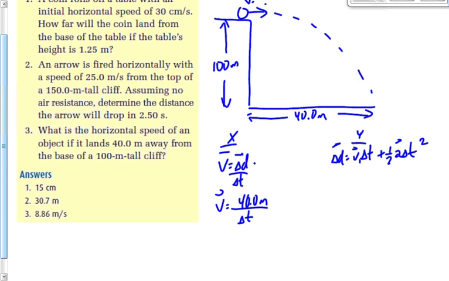What's delta D here again? Not 100, but you're close. So what's delta D here? Negative 100 because it falls downward, right? The VI is 0 because it starts launched this way horizontally. 0 times T is 0. A is negative 9.81 times T squared. Half of negative 9.81 is negative 4.905.